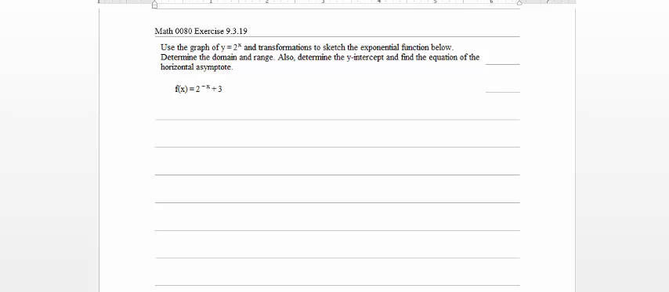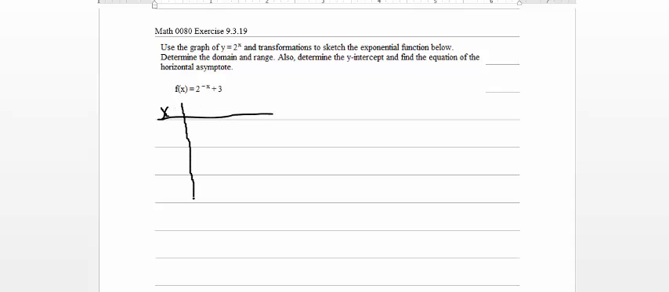We're asked to determine the graph of f of x equals 2 to the negative x plus 3 using the graph of y equals 2 to the x and transformations. And I want to go through this step by step.